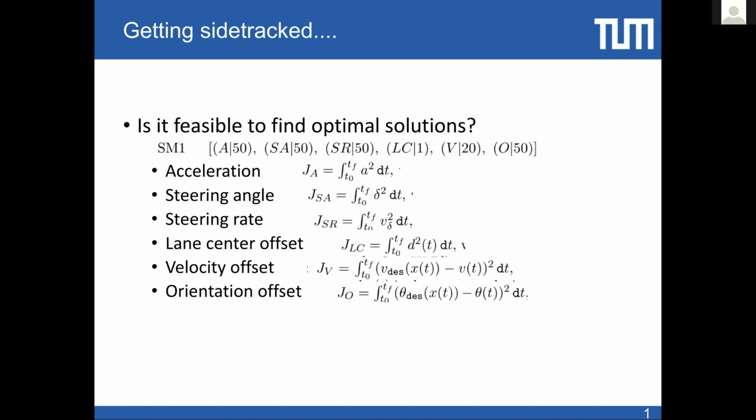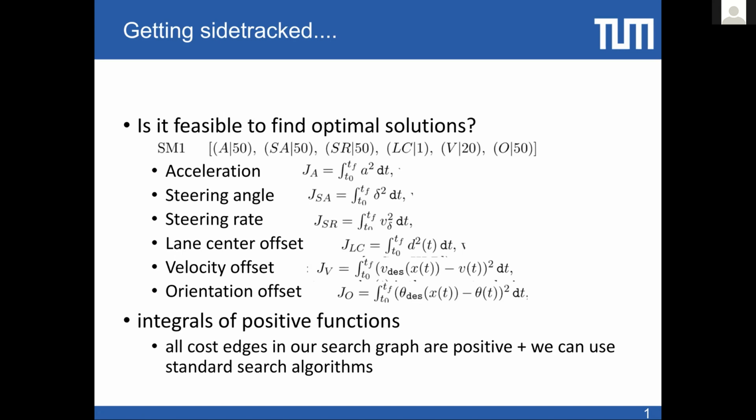And all those integrals are basically just at each time step, please accelerate as little as possible, stay as close to the lane center as possible, etc. But all of those costs are positive, so you can't ever keep driving and then expect to get a lower cost than you had previously. And this means we can actually search over the cost function using a standard algorithm, because each state is connected via this cost function with a positive cost.